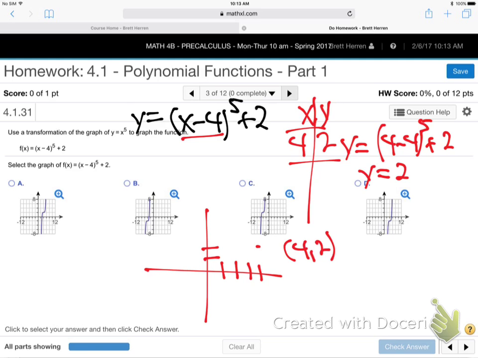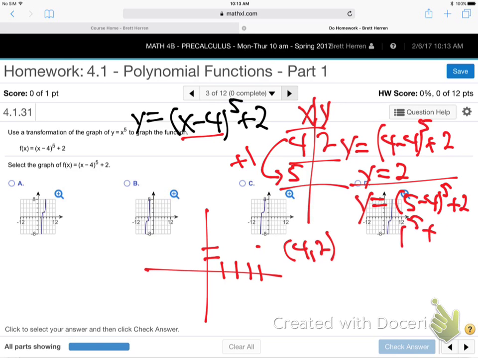And then how do we find the other point? Add 1. We just add 1 to the x value, right? Plug in 5. What are we going to get? y equals 5 minus 4 to the fifth plus 2, 1 to the fifth plus 2. What's that, 3? 3. Over 5, up 3. Right there?